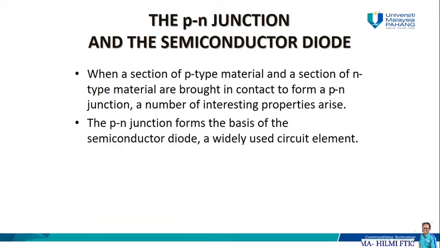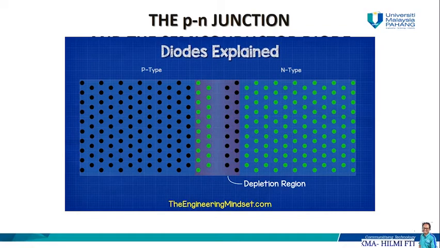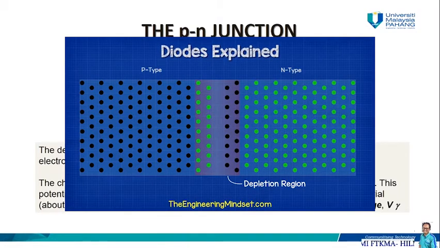Okay, then we have the PN junction and the semiconductor diode. When a section of P-type material, the acceptor, and a section of N-type material, the donors, are brought in contact to form a PN junction, a number of interesting properties arise. The PN junction forms the basis of the semiconductor diode, which is a widely used circuit element. So let's take a look at the structure of a diode itself.